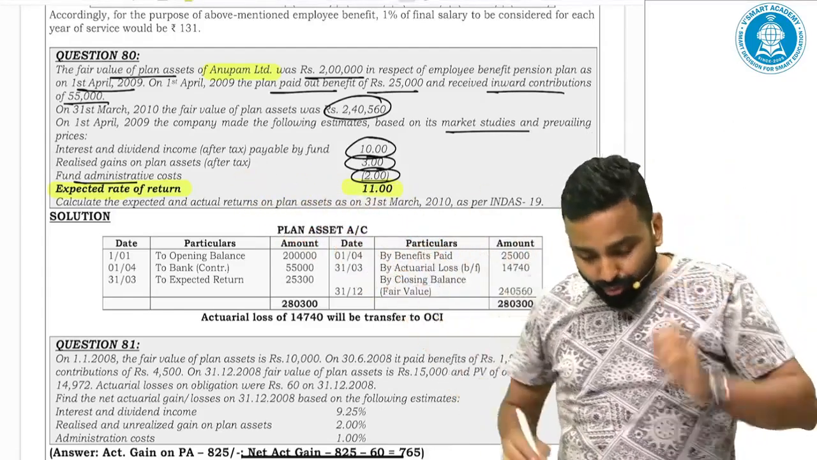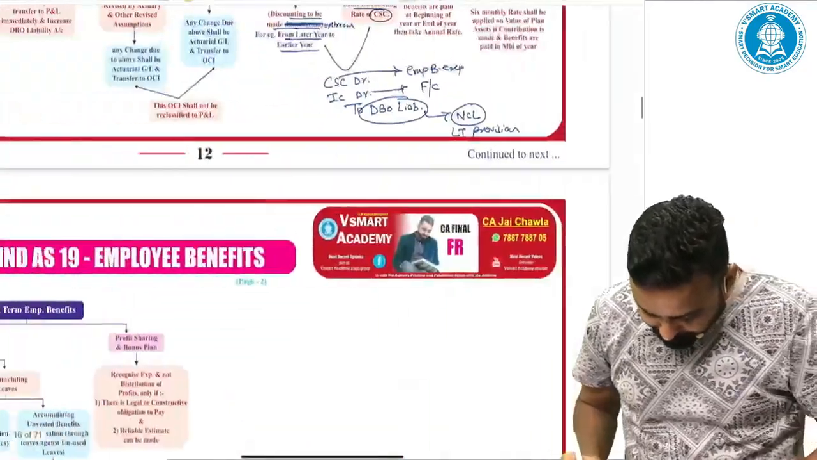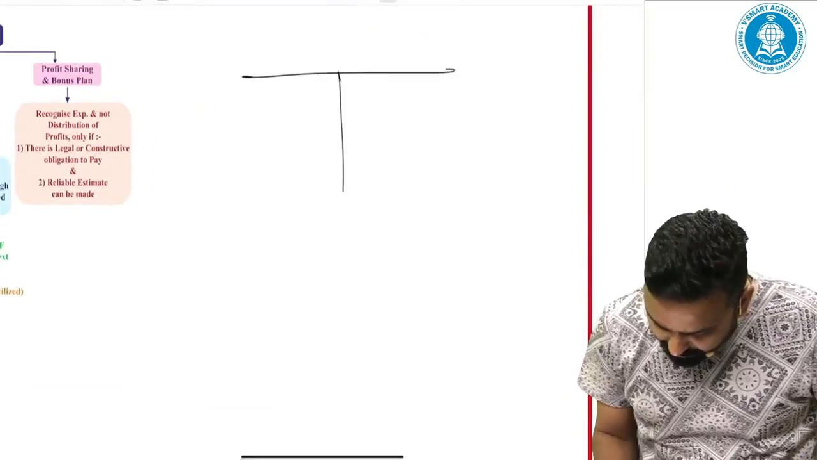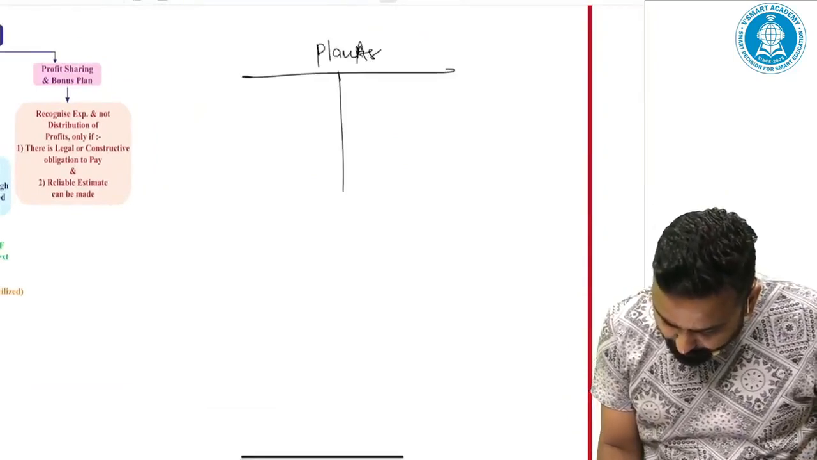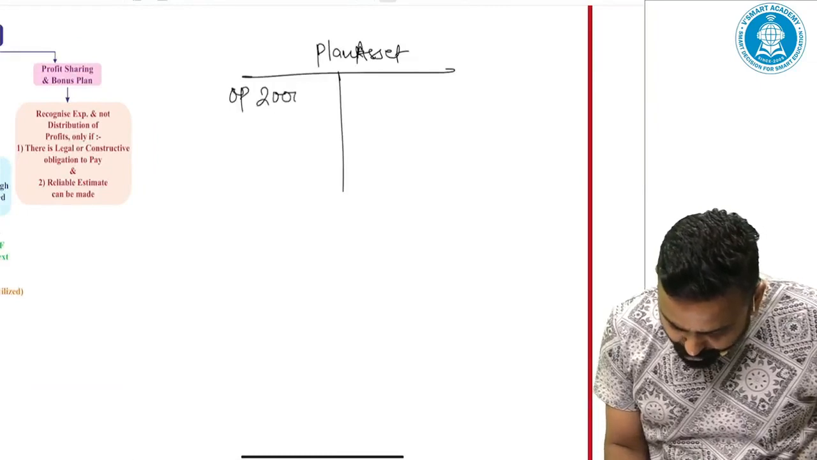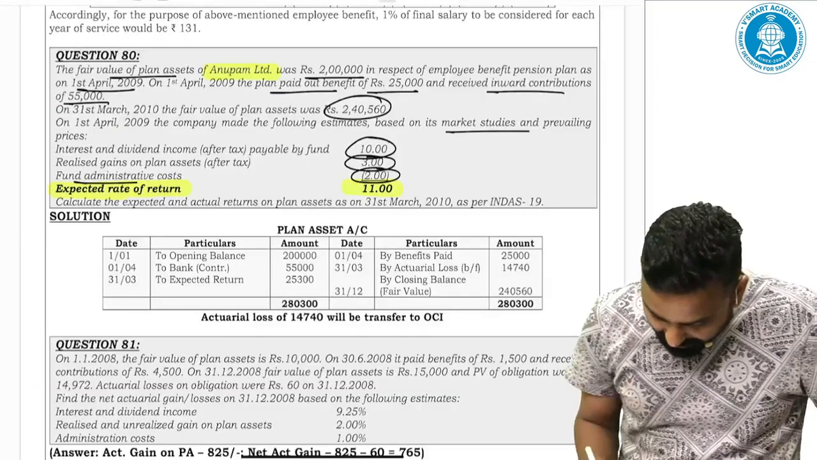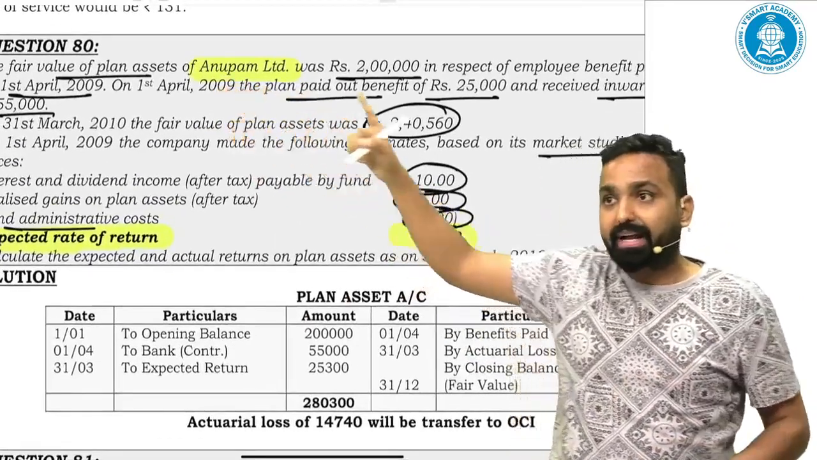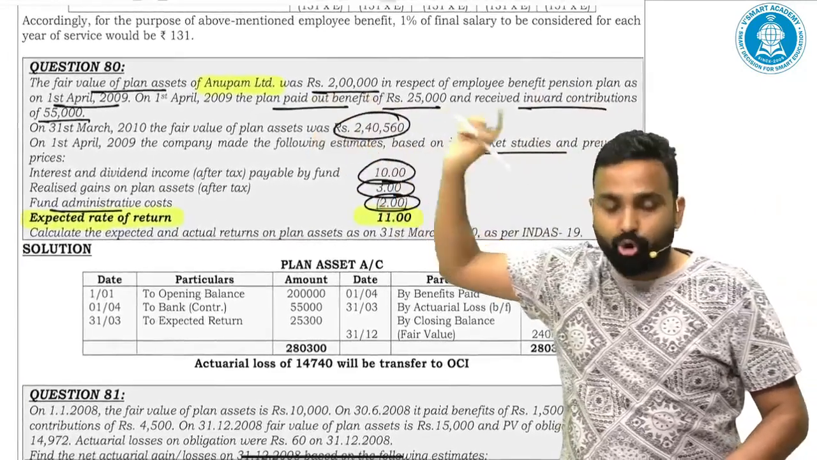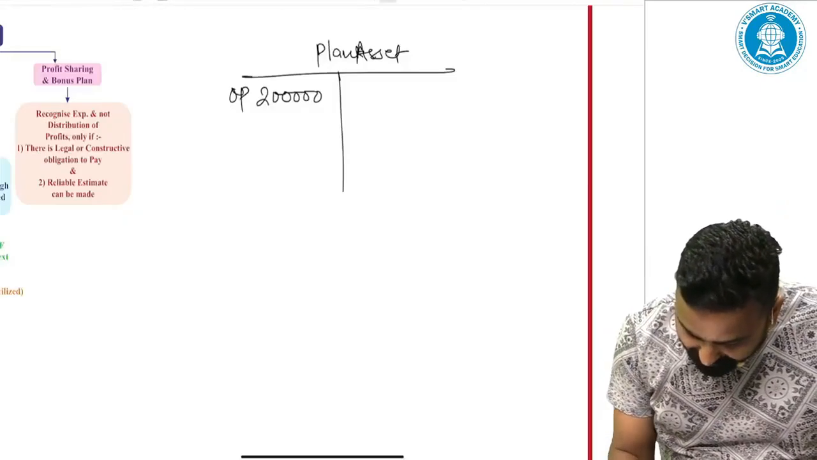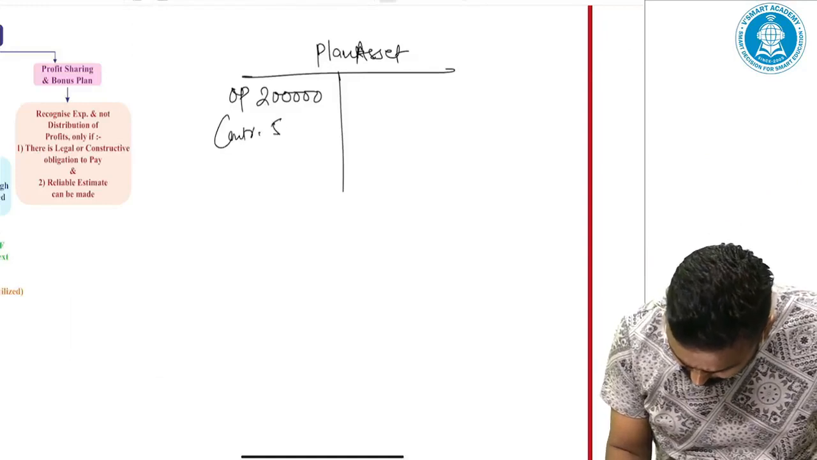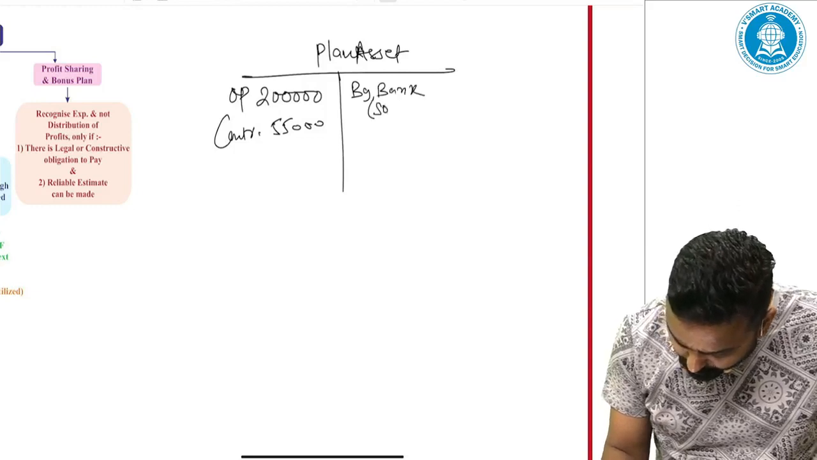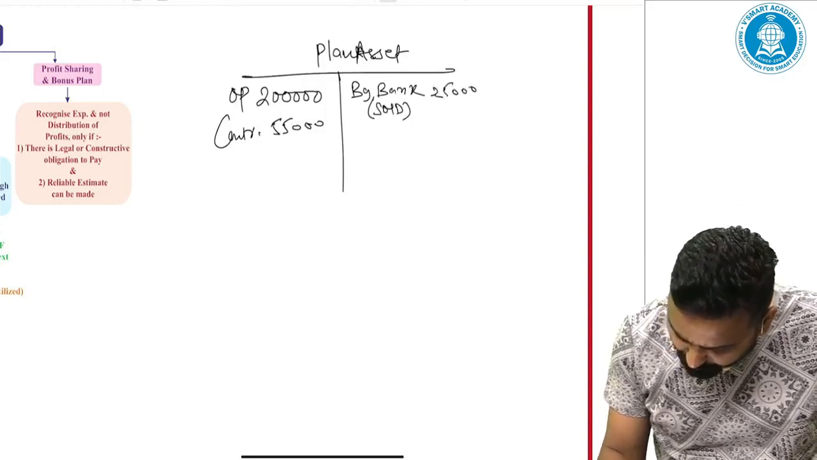Now, what do you have to do? Frankly speaking, it's quite simple. You just make an account of plan asset. So the opening balance was 2 lakh. Now, we sold the plan asset on the same opening date and we have made the inward contribution on the same opening date. So this is contribution 55,000, and this is by bank. We sold the plan asset at 25,000 on the same date.